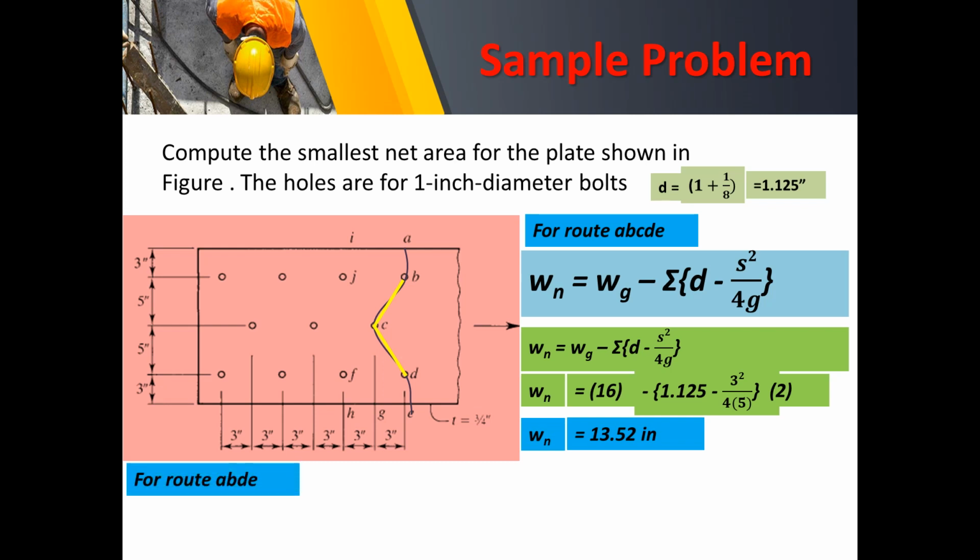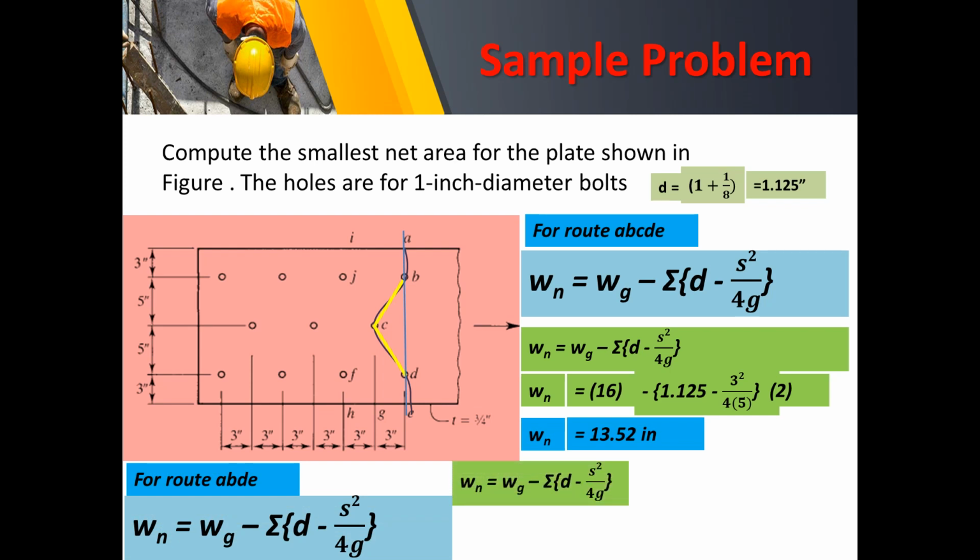Next, we consider another root, say ABDE. So in here, there will be no diagonal to observe, so therefore there will be no pitch, meaning there is no staggered formation on that root ABDE. So still, we use this formula and just simply neglect this one because there will be no pitch. Pitch is equal to 0.